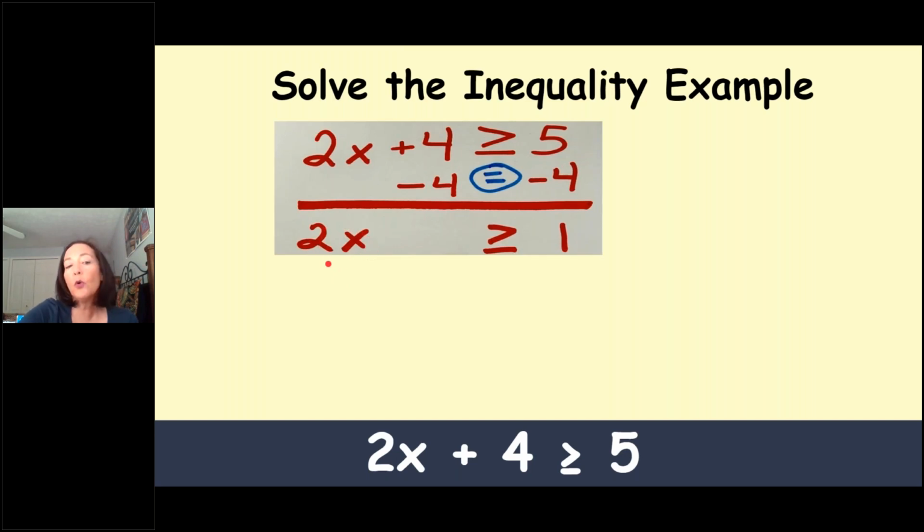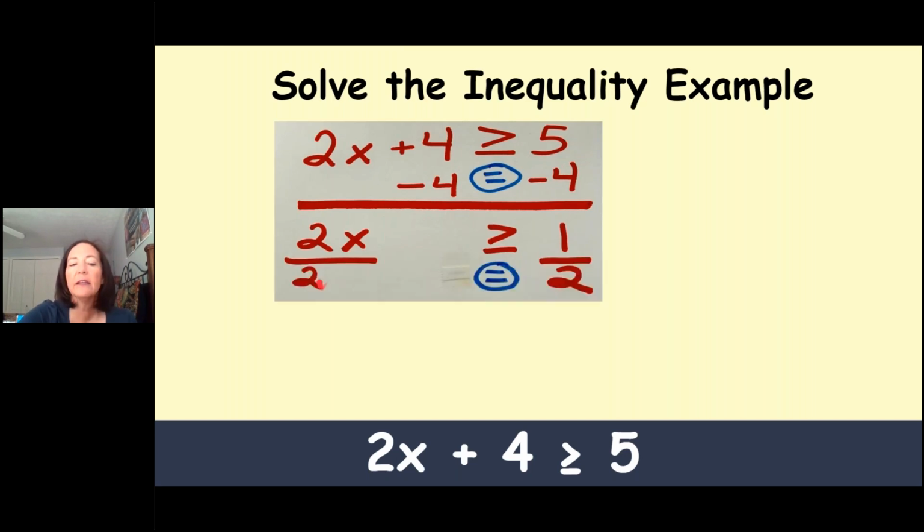So in order to get x by itself, I'm going to have to divide by 2, because 2 divided by 2 is 1, and 1x is the same thing as x. So again, anything I do on the left side, I have to do the exact same thing on the right side. So I'm going to divide both sides of the equation by 2.